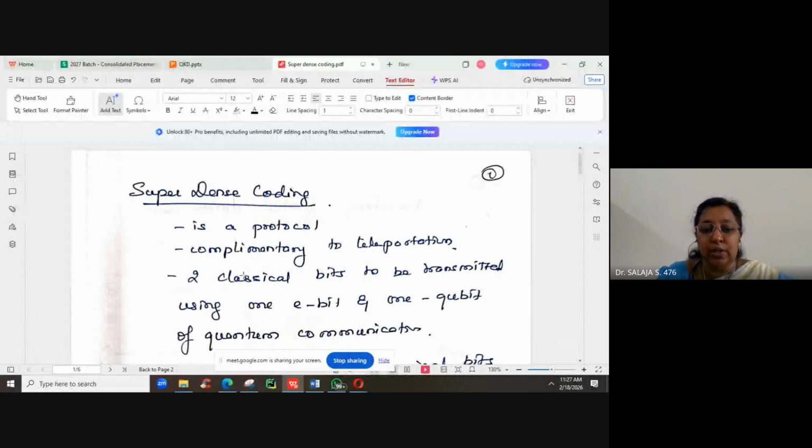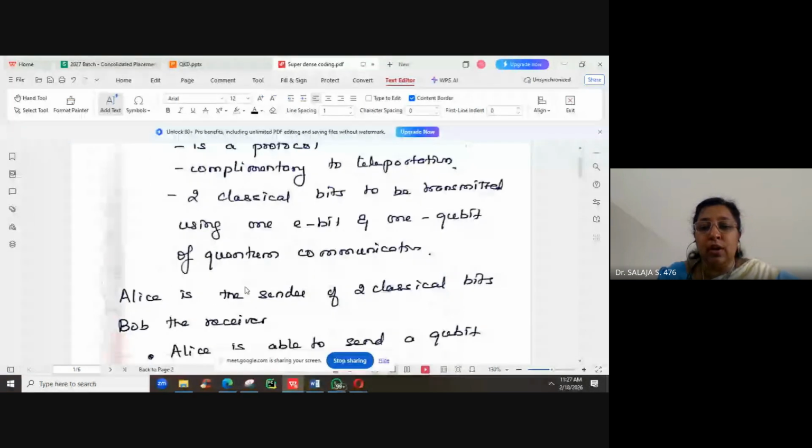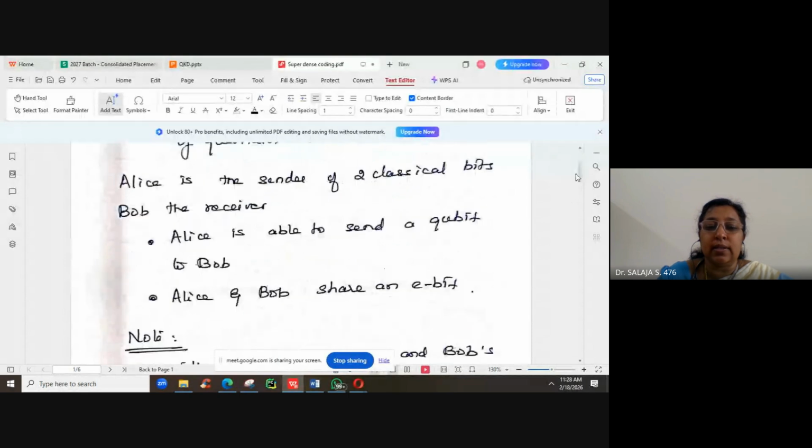Now, these bits are to be transmitted from the sender to the receiver side with the help of one E bit and a qubit. So Alice will take both the persons into consideration. Let Alice act as the sender who sends two classical bits and Bob is the receiver. Now Alice tries to convert the two classical bits into a qubit with the help of the X gate and the Z gate. And number two, Alice and Bob share an entanglement bit which is termed as E bit.